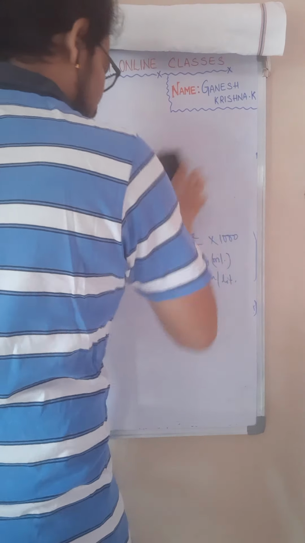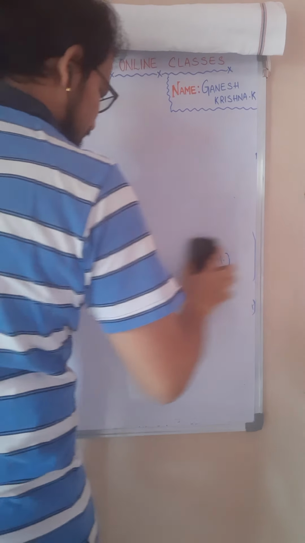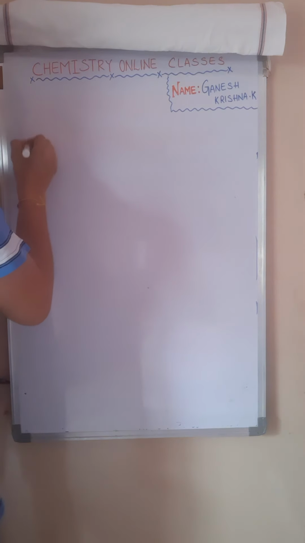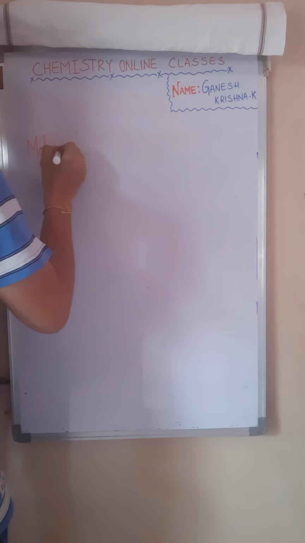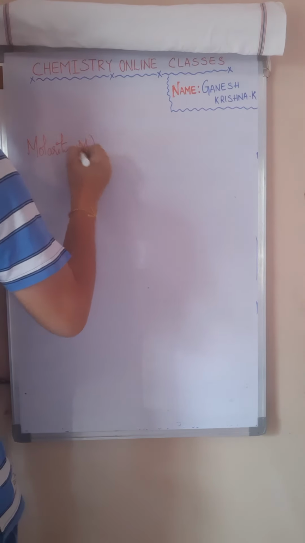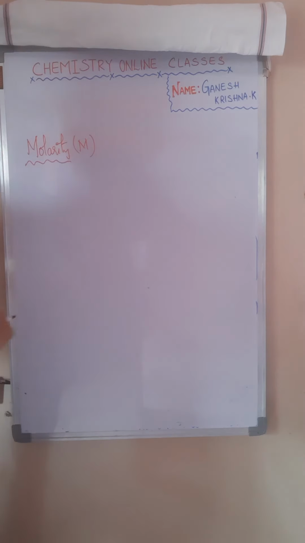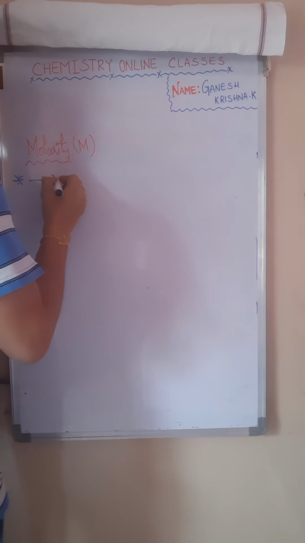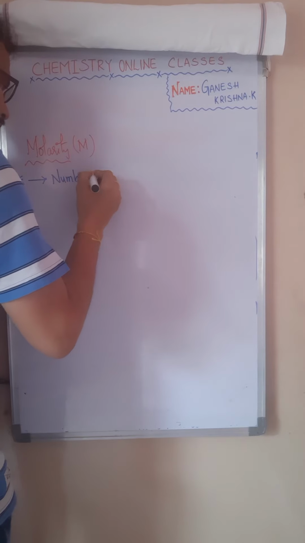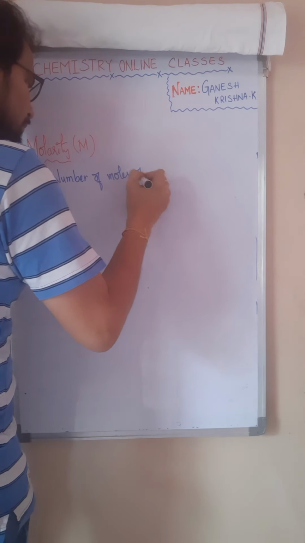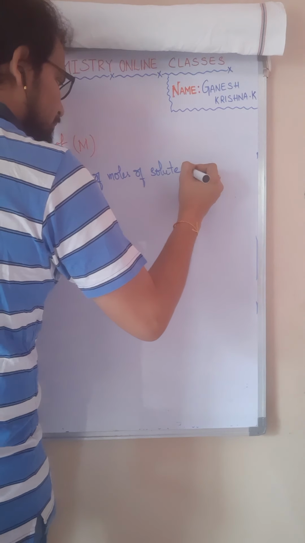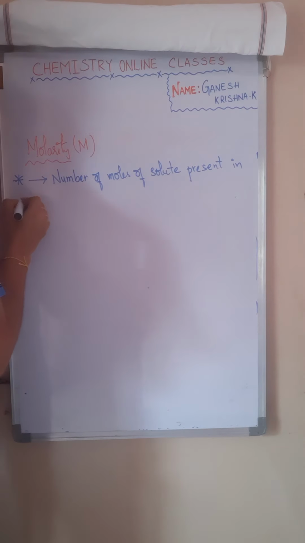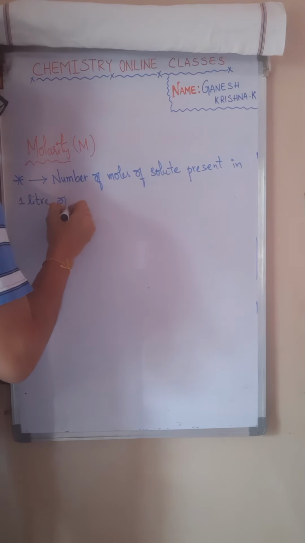So the chemical method of measuring concentration terms. We have already given you some headings under the chemical method. What are these? Let us discuss. Here, molarity, given with the symbol M. Let me give the definition of molarity. It is defined as the number of moles of solute present in 1 liter of solution.